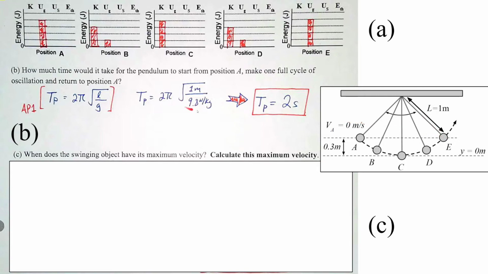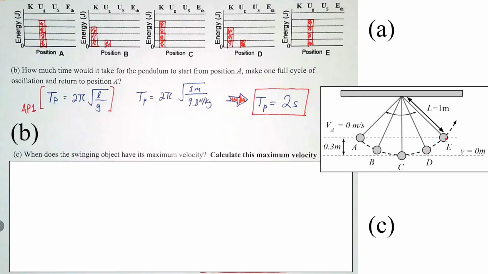And if we divide by the gravitational field strength of the Earth, about 9.8 newtons per kilogram, that gives us a period of approximately 2 seconds. So it takes 2 seconds for the pendulum to go from position A to E and all the way back to A. And if it takes 2 seconds to go through a full cycle, it's going to take 1 second to go from A to E.